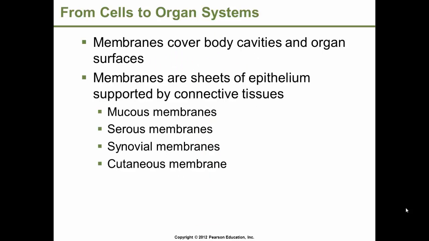Membranes cover body cavities and organ surfaces. These membranes form physical barriers that protect underlying tissues, and the body has 4 types of membranes: mucous membranes, serous membranes, synovial membranes, and cutaneous membranes. Membranes are merely just sheets of epithelium supported by connective tissue.